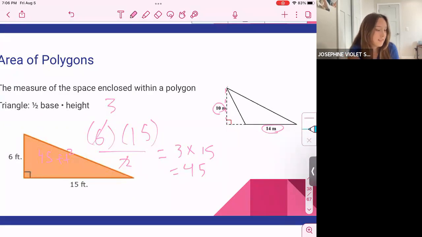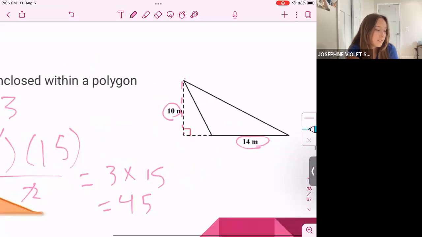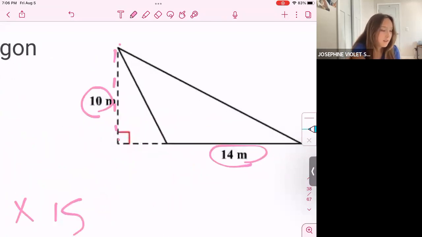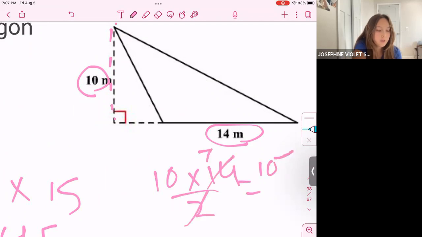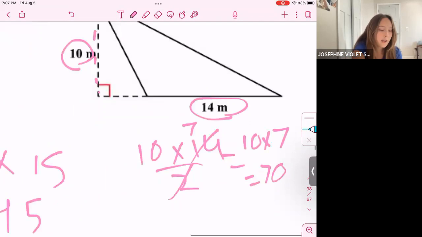Okay, cool. Thanks, guys. Got a couple 70s from Daniel and Anna, and that's right. So we would have 10 times 14 divided by 2, which would be equal to, we divide these, 10 times 7. Oops, I was just about to write the 7. 10 times 7, which is equal to 70, and it'll be 70 meters squared.